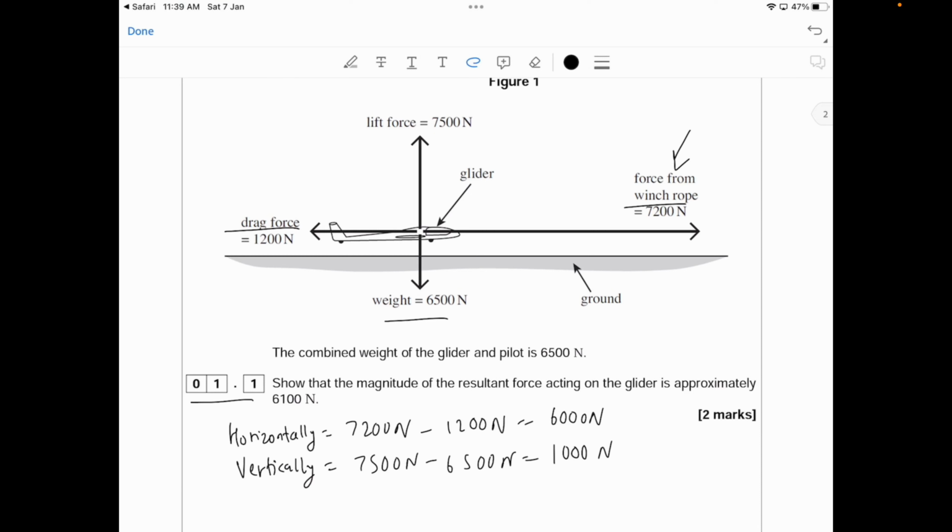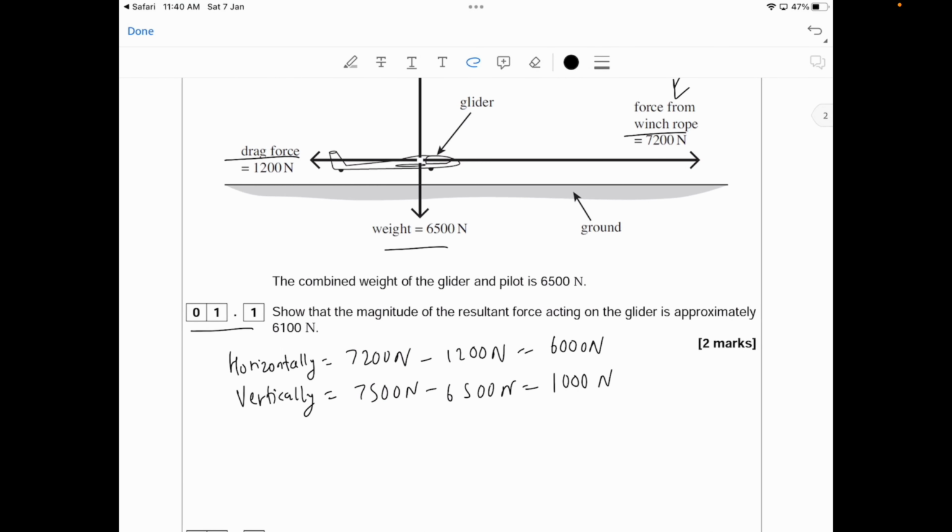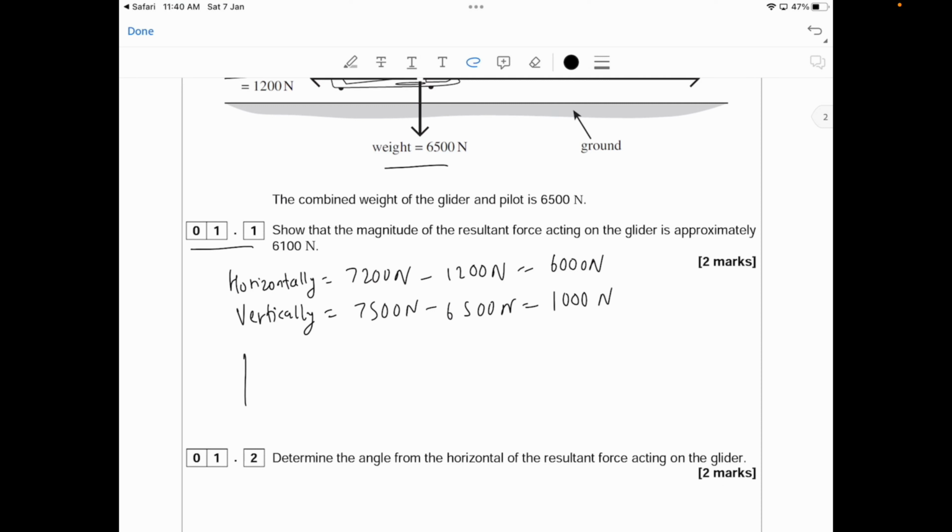move upwards. So technically the glider is going to fly upwards to the right with a force 6,000 newtons acting horizontally and 1,000 newtons acting vertically. So we have the values here. So what we can do is we can show the values here. So as 1,000 newtons vertically, and horizontally we can see that there's 6,000 newtons. Based on this, now we have to show that the magnitude of the resultant force acting on the glider is 6,100 newtons. So what do you need to do?